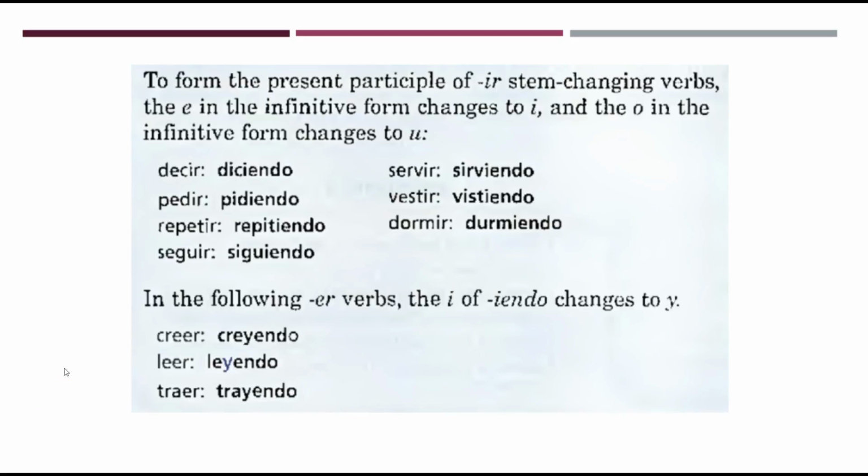Okay, the form of the present participle of the ir stem changing verbs: the e in the infinitive form changes to i, and the o in the infinitive form changes to u. So some of these are a little weird. Decir goes to diciendo. Pedir goes to pidiendo. Seguir, repetir, repitiendo. Seguir, siguiendo, not sigue, siguiendo. Servir es sirviendo. Vestir, vistiendo, and dormir, durmiendo.